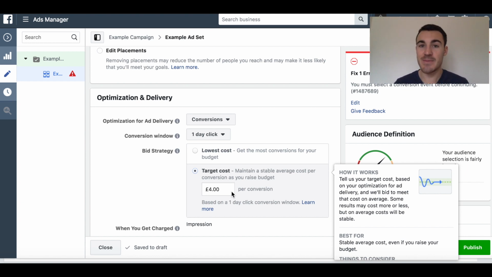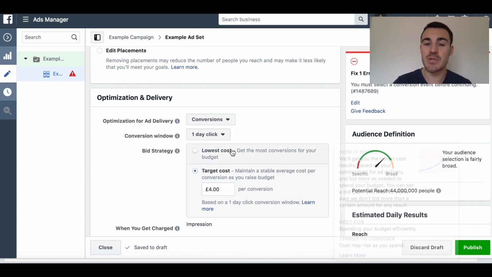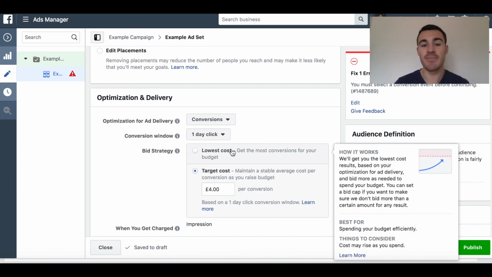I've talked to a lot of Facebook advertisers, and the vast majority obviously use lowest cost. That's the default setting. I've talked to a lot of Facebook advertisers that use lowest cost, and they get very frustrated that when they first launch a campaign, it all looks like it's performing brilliantly. They're selling a $100 service for $3 a lead or something like that.